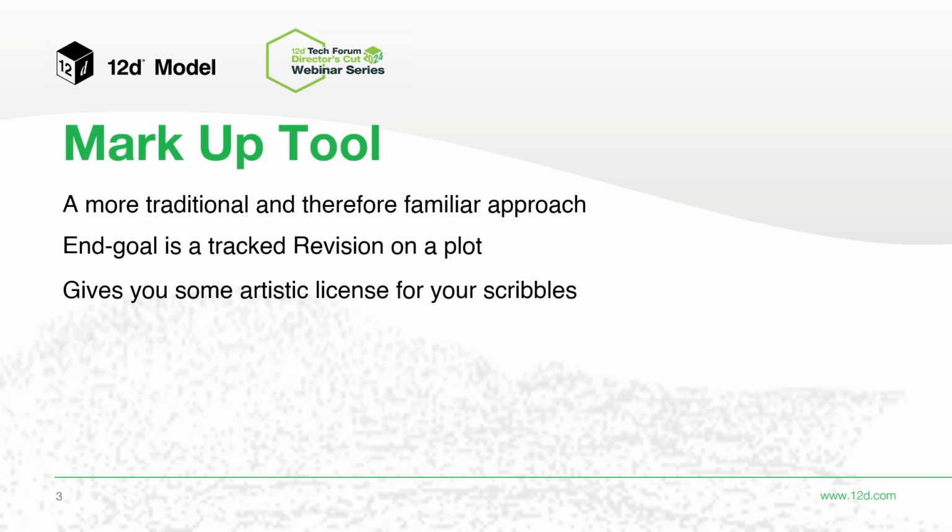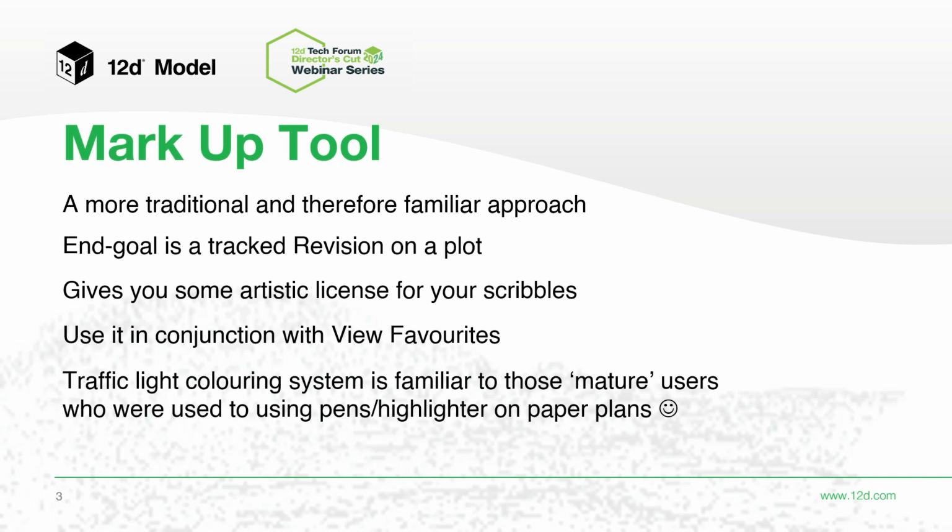It gives you some artistic license for your scribble, so you can do rectangles, you can do lines, you can do text. And with all of the markup and review tools, I highly recommend that you use View Favorites in conjunction when you're passing the published data across. We have a traffic light colouring system, so red, orange and green. That's familiar to those people, perhaps like me, that are a little bit mature and still remember having a red pen and a blue pen and a yellow highlighter on drawings themselves before it became truly digital.